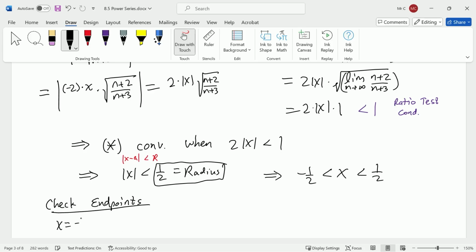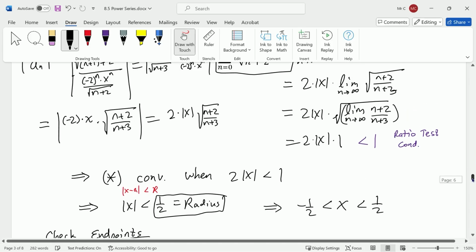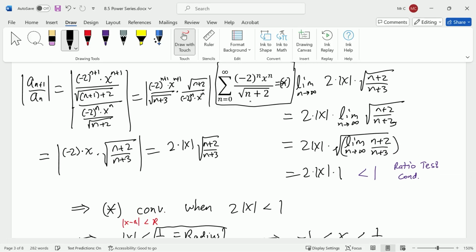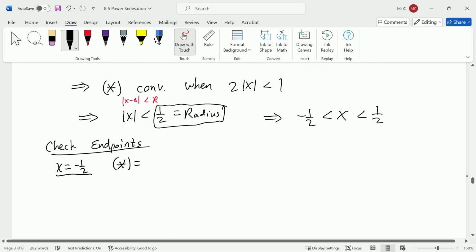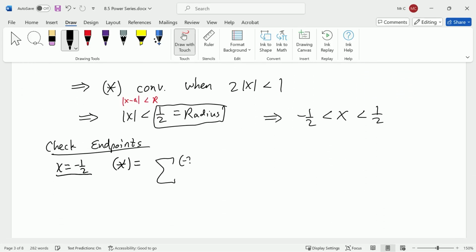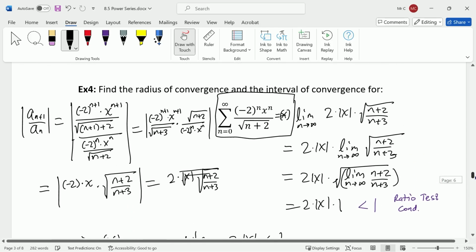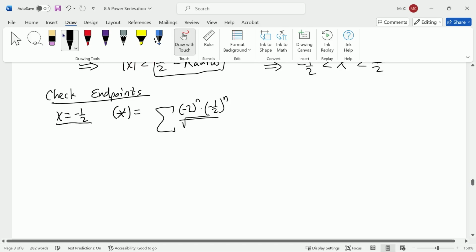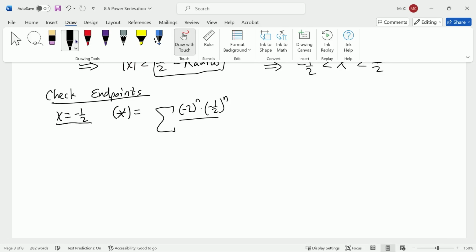So when x equals -1/2, let's see what happens to our series. So we've got -2 to the n times x to the n over the square root of n plus 2. That was n plus 2, right? Yep. Square root of n plus 2. There we go.